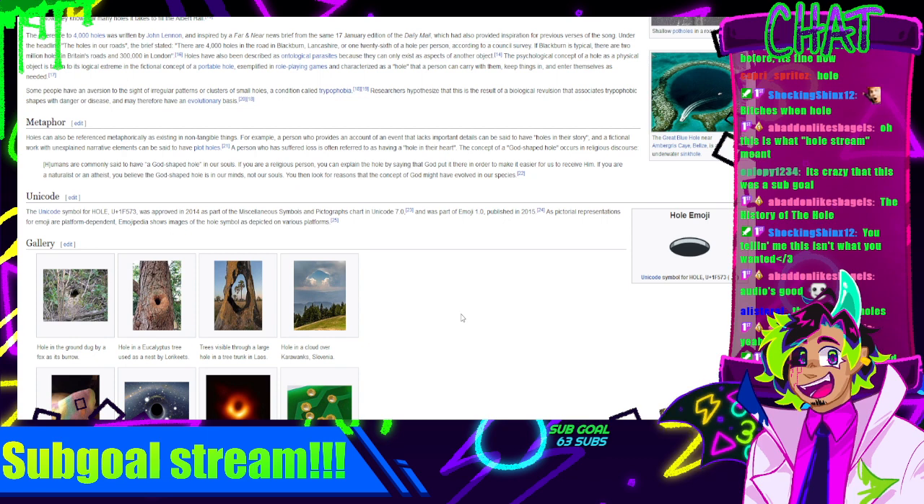The concept of a God-shaped hole occurs in religious discourse. Humans are commonly said to have a God-shaped hole in our souls. If you are a religious person, you can explain the hole by saying that God put it there in order to make it easier for us to receive Him. If you are a naturalist or an atheist, you believe the God-shaped hole is in our minds, not our souls, and then look for a reason that the concept of God might have evolved in our species. Yeah, okay.